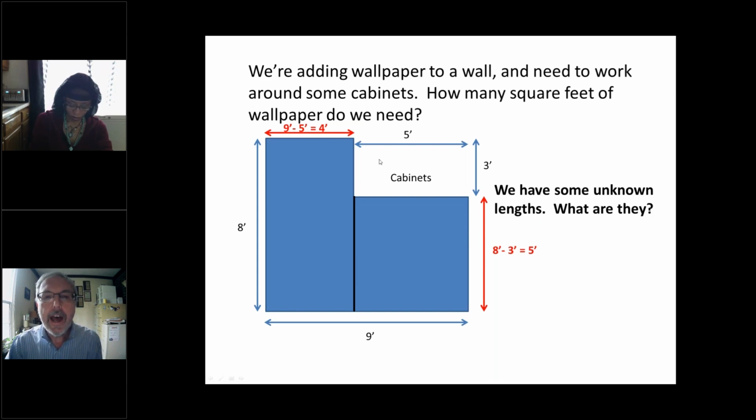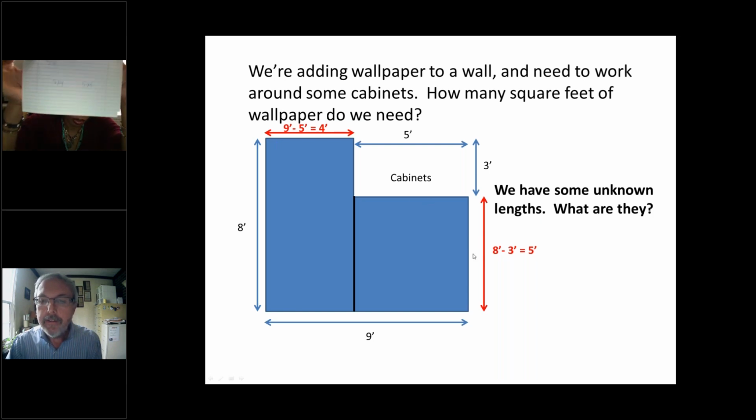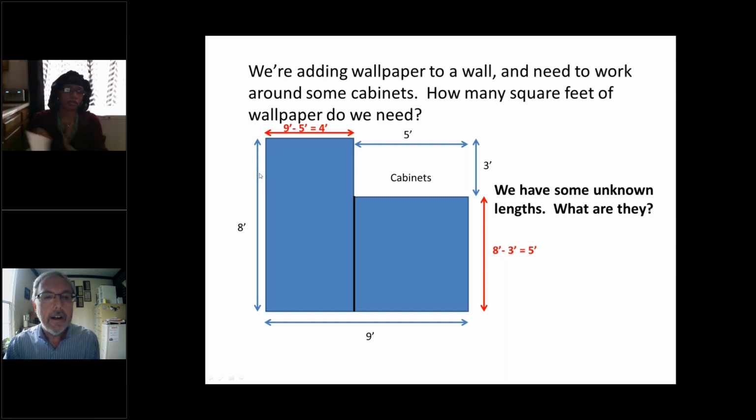So we'll do that. You notice that to find this area, we know that the dimension all along the bottom here is the same as the dimension all along the top here. And that this was 9 feet, and 5 of it was taken up by the cabinets. So that leaves 4 feet left here. So that's right, yeah, 4 feet. Okay, and then for this one, as you noticed, we have 8 feet along here.